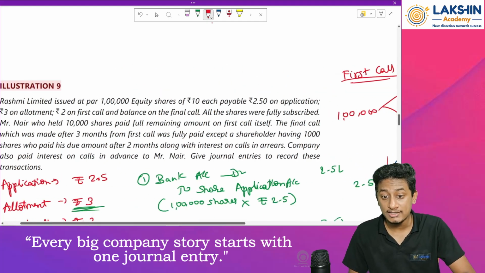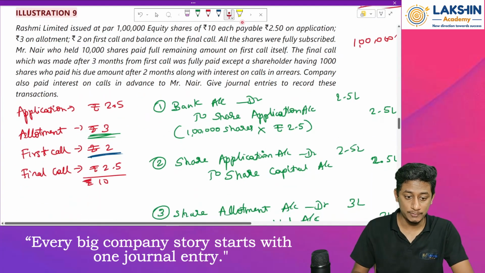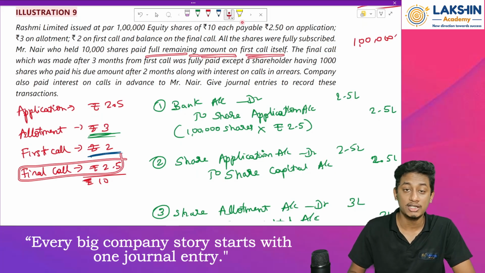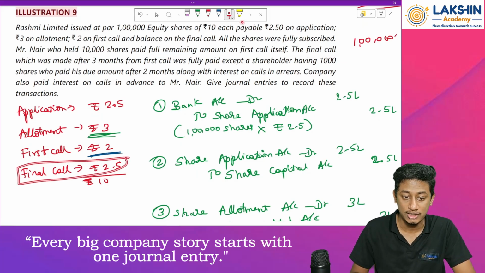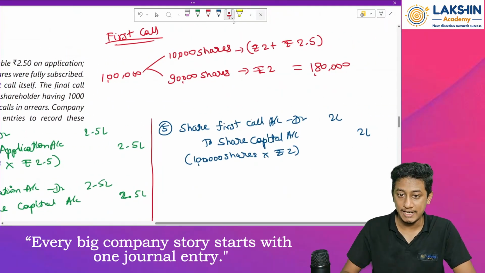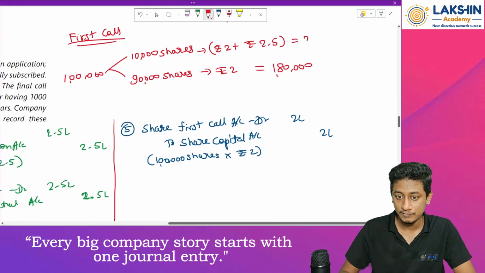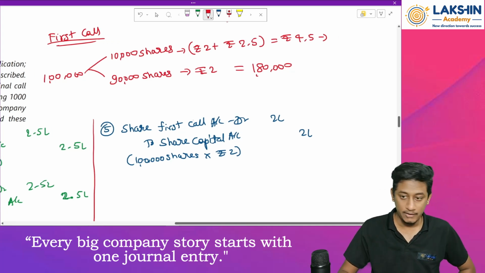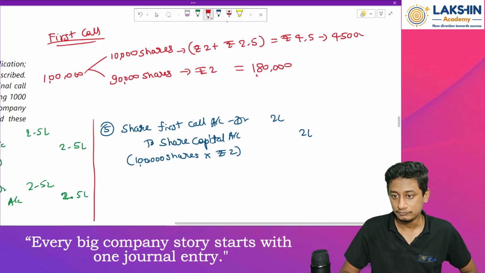Why 2.5, sir? Because 2.5 was supposed to be received on the final call, and as per the question, he has paid the remaining amount on the first call itself. So we will assume that he has paid all the final call money on the first call itself. So how much has he paid? Rupees 4.5. How much will that be? So 10,000 into 4.5, 45,000 he has paid.